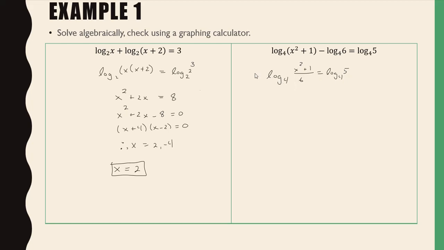Now that both sides are one single logarithm and the bases match, I can get rid of them. So we're just left with (x squared plus 1) over 6 equals 5. Multiply both sides by 6, so you get x squared plus 1 equals 30. Subtract 1 from both sides and take the square root. Now that is going to be plus or minus the square root of 29. Check on the calculator. Yep, sure enough, they're both answers this time.